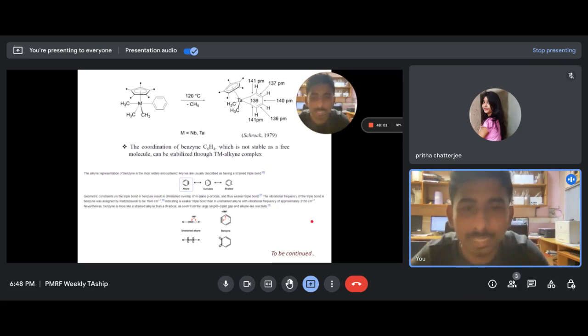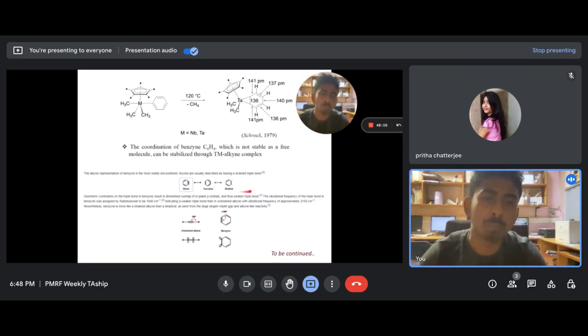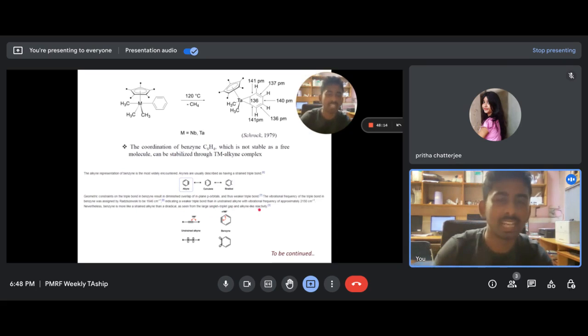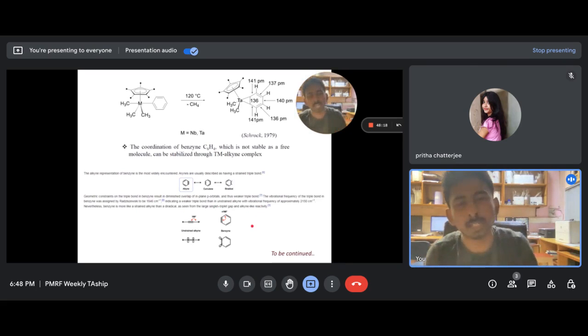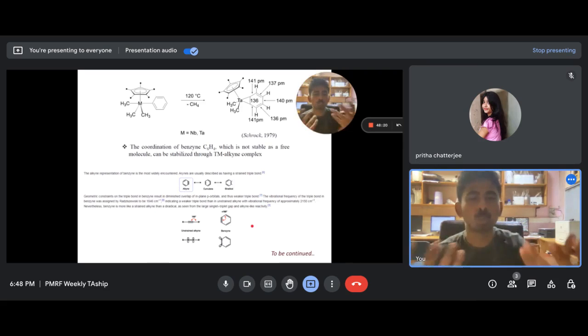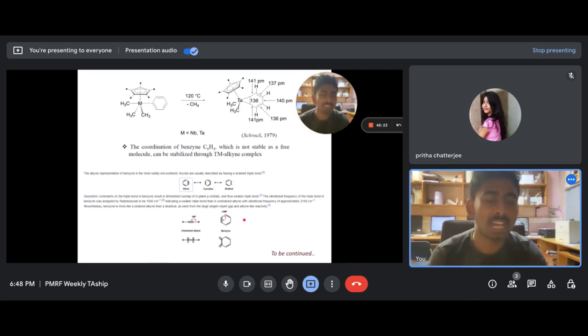That's why it is quite evident that this double bond, from geometrical constraint, is not that much stable compared to a normal free triple bond. Nevertheless, benzyne is more likely a strained alkyne than a diradical, as seen from the large singlet-triplet gap and alkyne-like reactivity. So benzyne does not actually show this diradical kind of intermediate. Rather, it shows more of an alkyne kind of system, which has a large singlet to triplet gap.